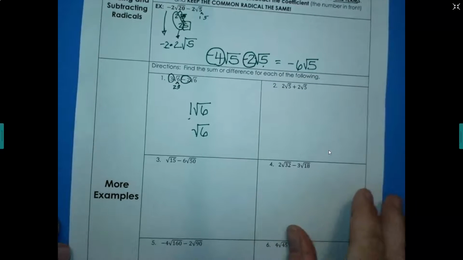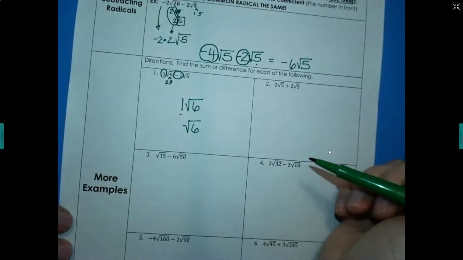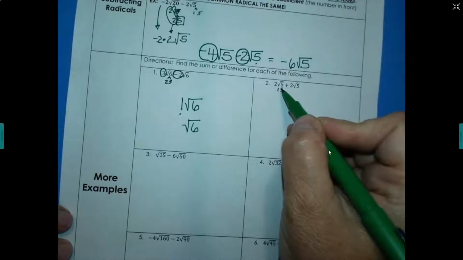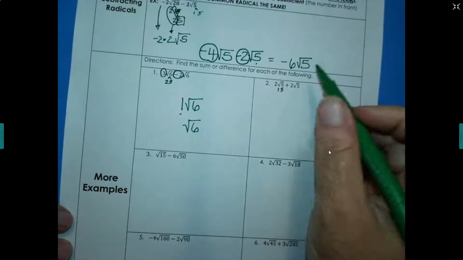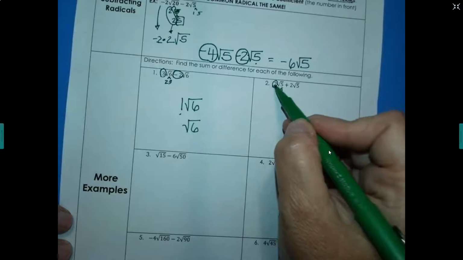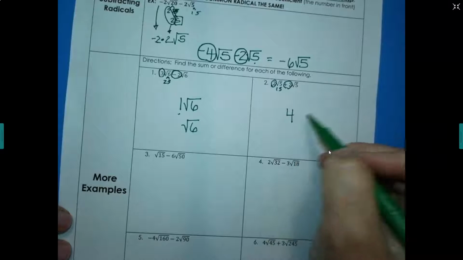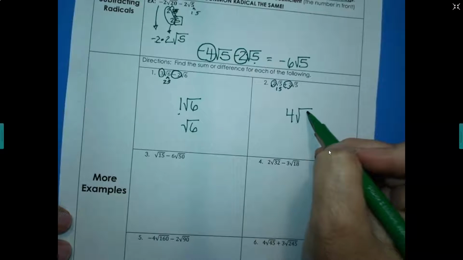All right, let's look at number 2. Look at their radicands. Is 5 a prime number? It is. It's 1 times 5. It won't break down any further, so we're going to leave it. These guys have the same radicands, so we're only going to look at the coefficients in front. I have 2 plus 2, which gives me 4, and then keep the radicand the same.